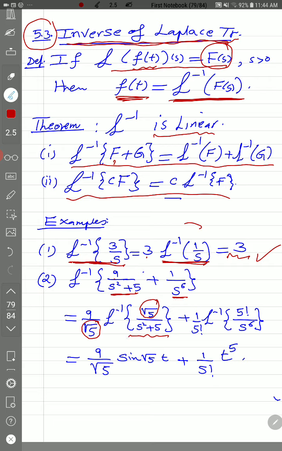And here, if you see, this is L of t to the n. So here you need 5 factorial up. So I multiply by 5 factorial and I divide by 5 factorial to put it in the standard form. You need to do this: you multiply and divide, which makes no difference. Then you can apply the table. It will give you sine of square root of 5 t. And this one will give you t to the power 5, which in the table is t to the power 5 over 5 factorial. So we finish that example.